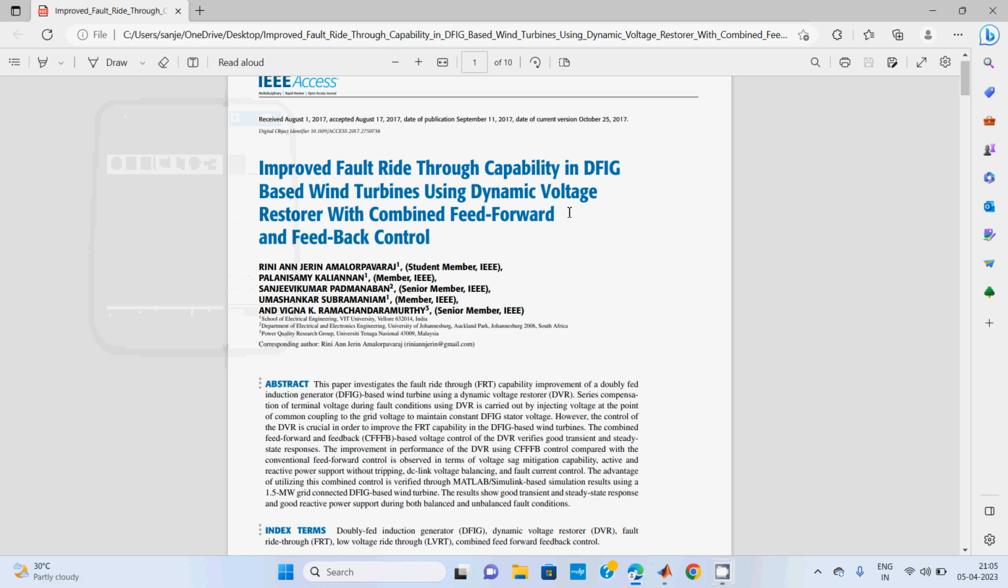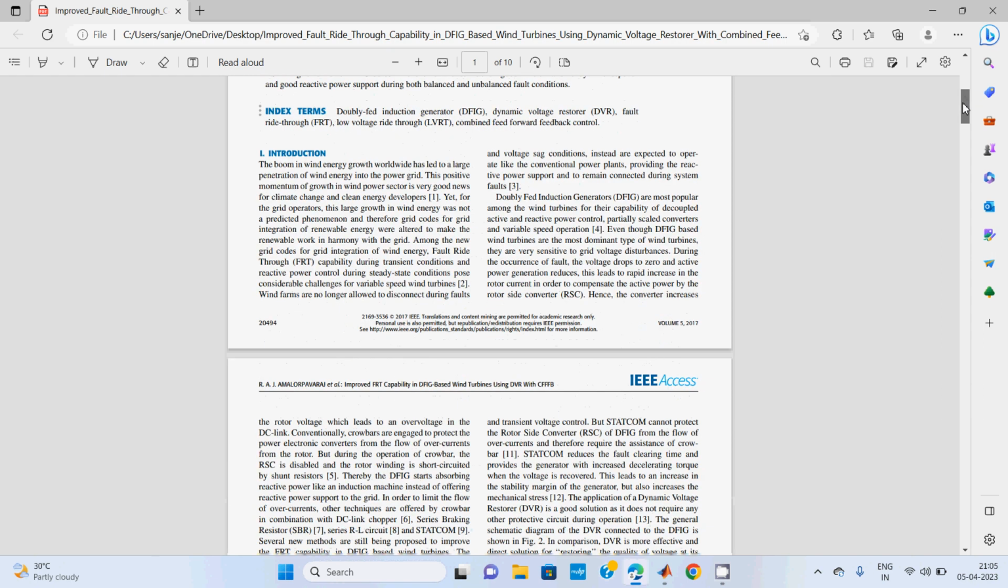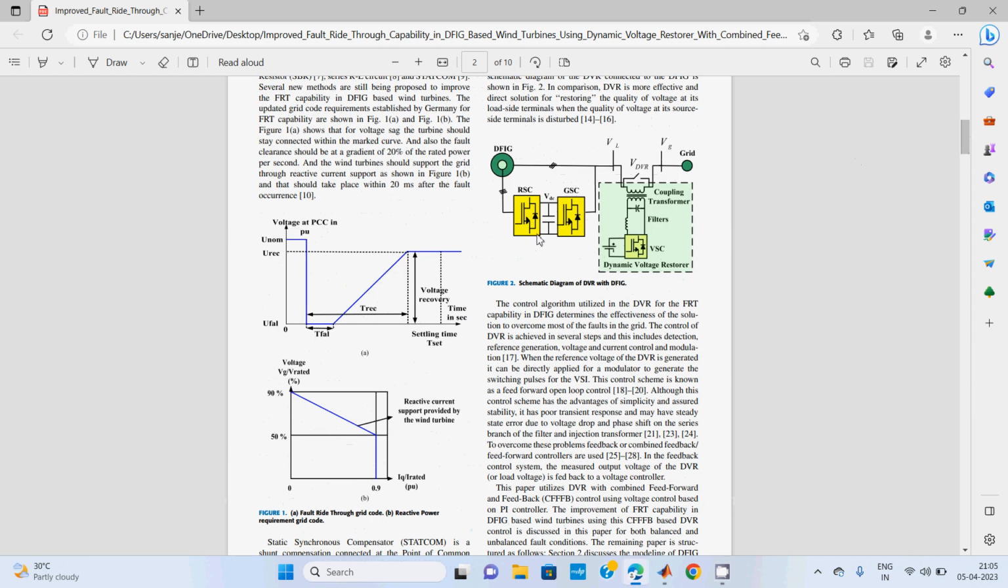Suppose you take this paper as a reference: improved fault ride through capability in DFIG based wind turbines using dynamic voltage restorer with combined feed forward and feedback controlling loop. I am taking this paper as a reference to create a new project. I am using DFIG rotor side converters and grid side controllers, and in between VL and VG, I am designing a DVR, a dynamic voltage restorer, to inject the voltage that is lagged by the grid terminal.